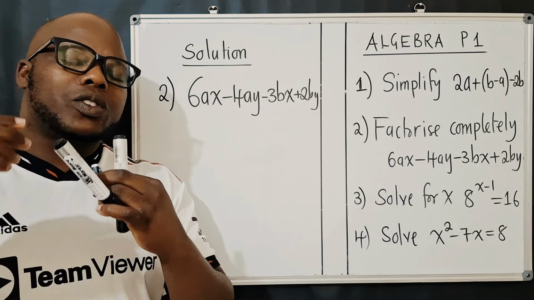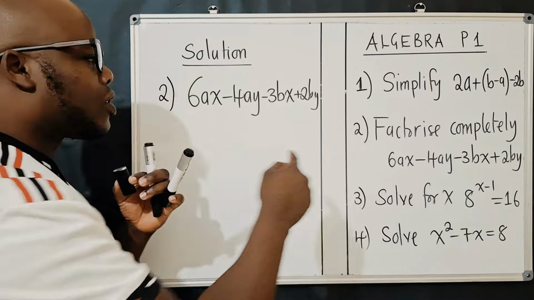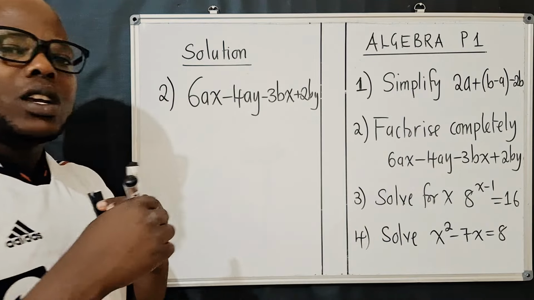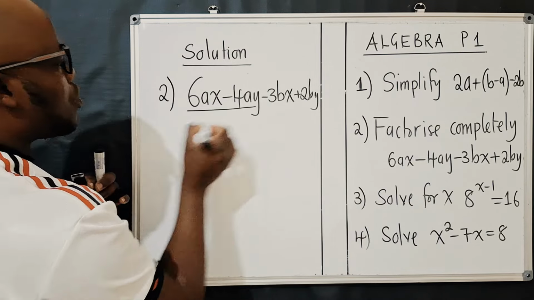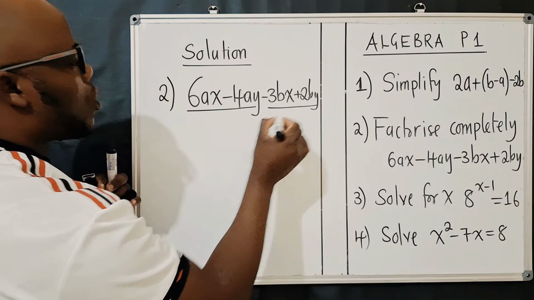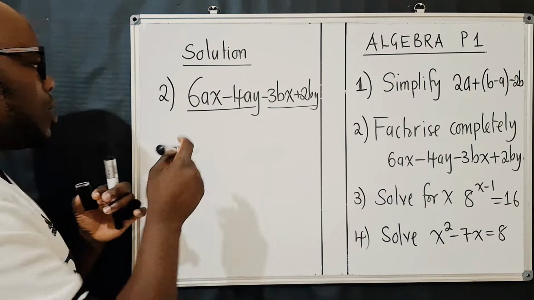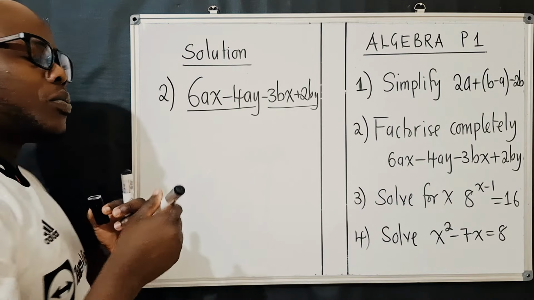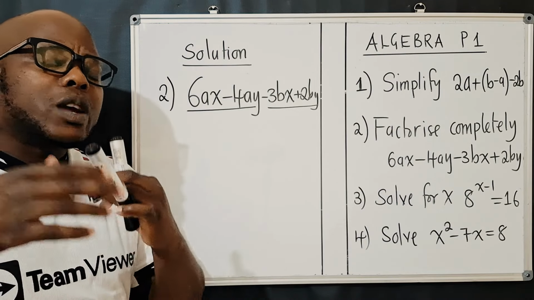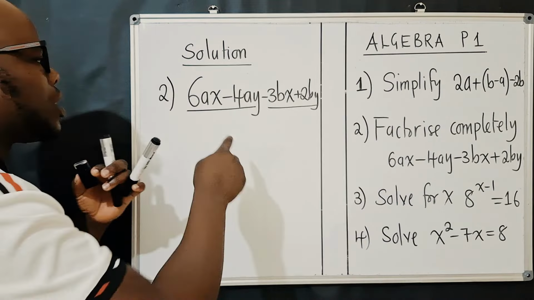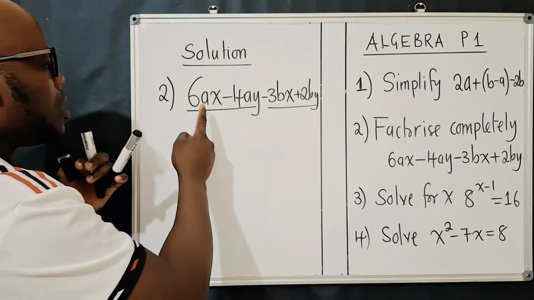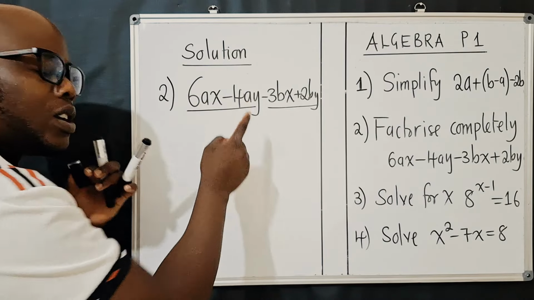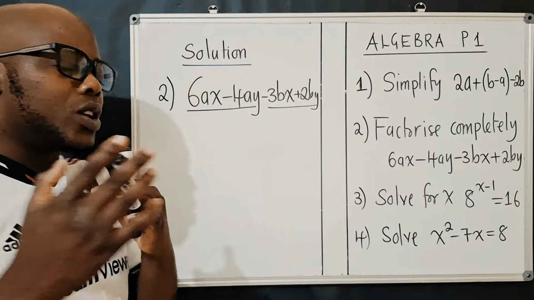The moment you see 4 terms and they ask you to factorize completely, what you normally do here is to group. So these 2 are together. These 2 also together. So since these 2 are together, you check. And in terms of grouping, you must make sure that you've got some like terms or some common terms. So there's a here, a here. So these can be grouped together.